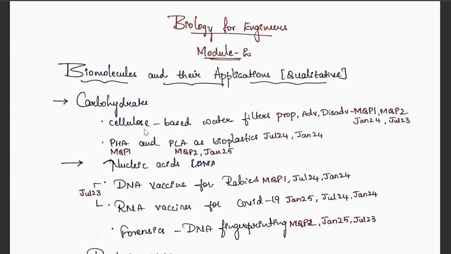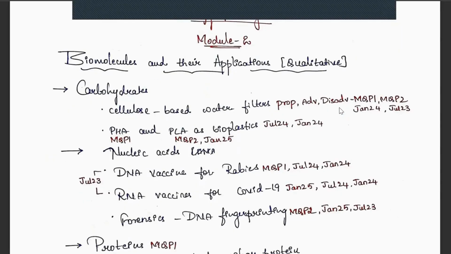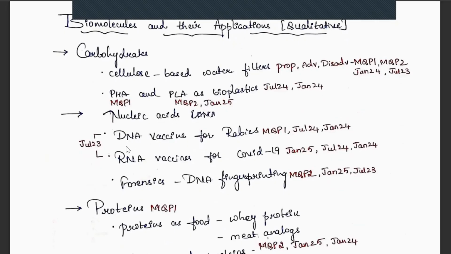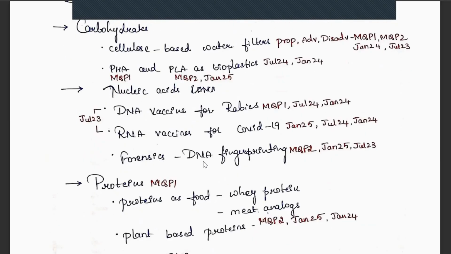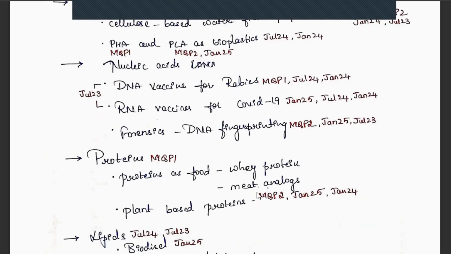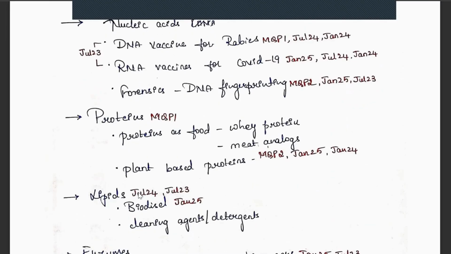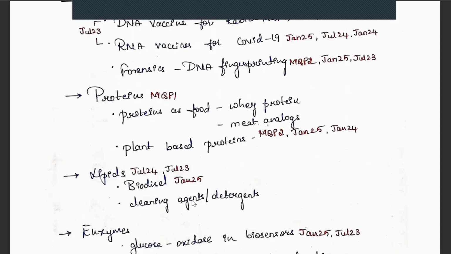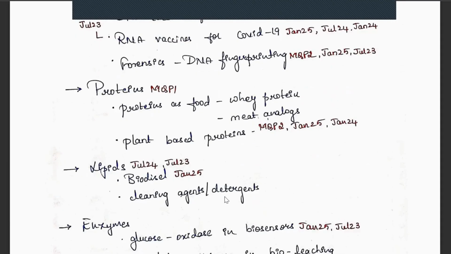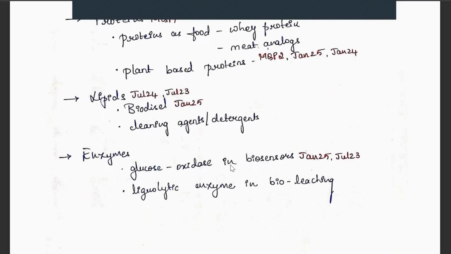Carbohydrates, in that we will study cellulose-based water filters, properties, advantages and disadvantages, and PHA and PLA as bioplastics. Nucleic acids, in that DNA vaccine for rabies and DNA vaccine for COVID-19. Forensics, here DNA fingerprinting. Proteins, protein as a food, that is whey protein and meat analogues, and plant-based proteins. Then in lipids, biodiesel and cleansing agents, or you can say detergents. Enzymes, glucose oxidase in biosensors and ligninolytic enzyme in biology.